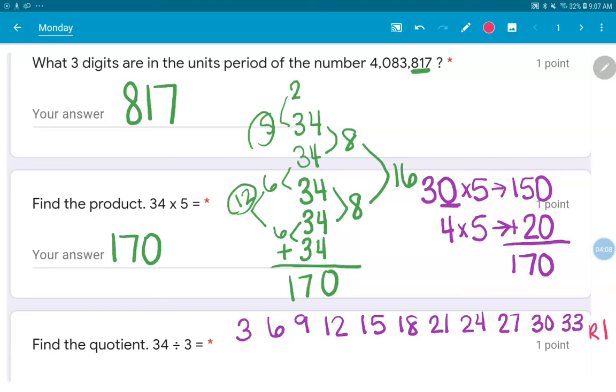So how did you know what went before the R1? I just kept on counting up. So you counted to see how many threes you had? So like 1, 2, 3, 4, 5, 6, 7, 8, 9, 10, 11? All right, so the answer is 11 with a remainder of 1.